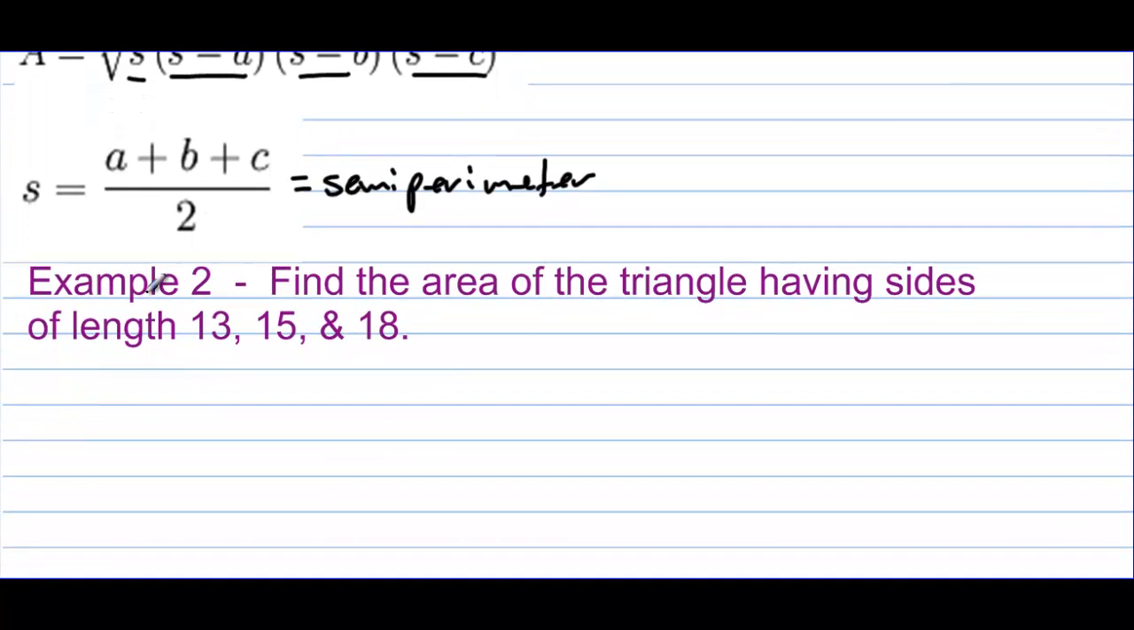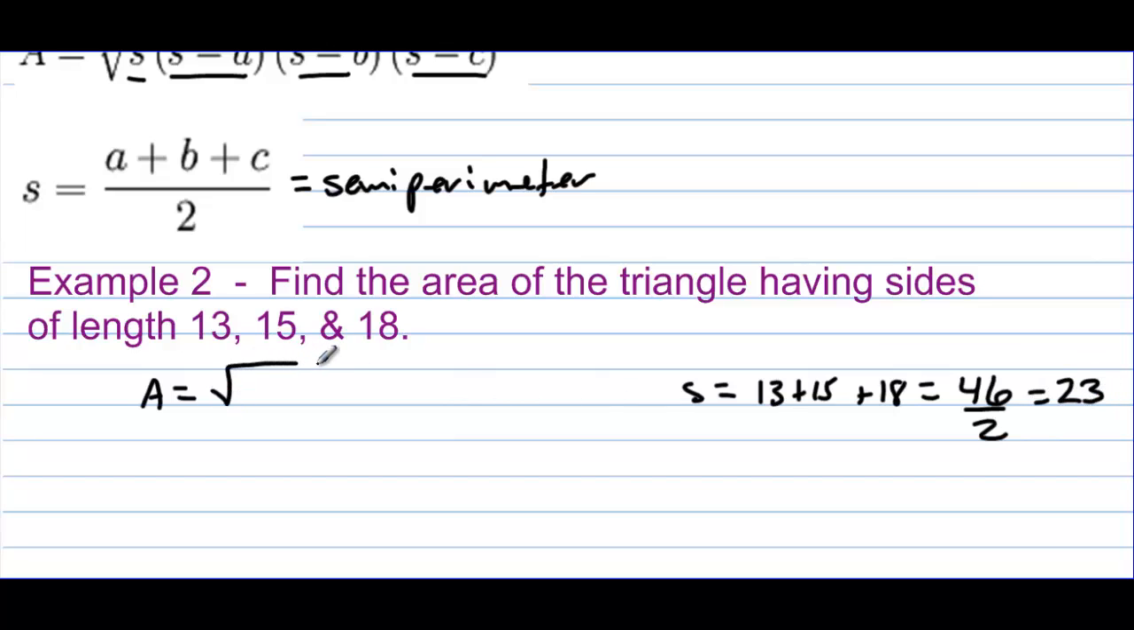So here we have an example. In example 2, the area equals, well, let's find the semi-perimeter first. Semi-perimeter equals 13 plus 15 plus 18, which is 46. Divide that by 2, 23. The semi-perimeter is 23, so the area of the triangle is the square root of 23 times 23 minus 13, 23 minus 15 times 23 minus 18.